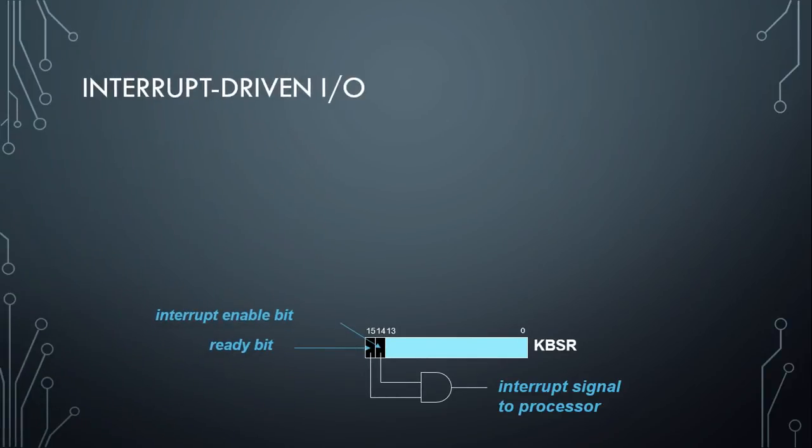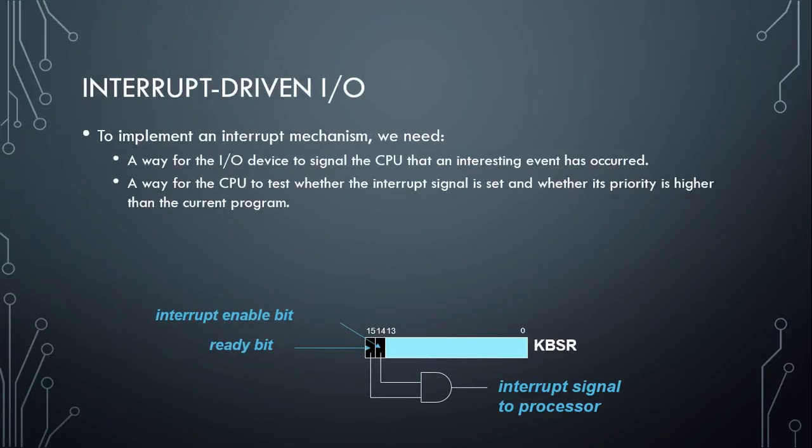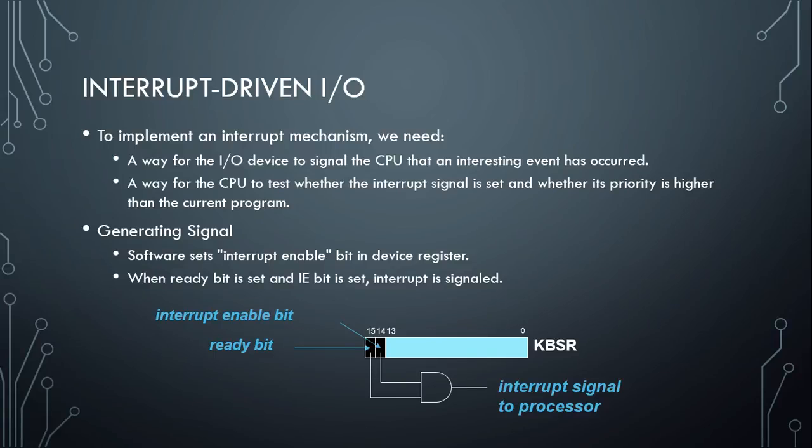And here's our interrupt-driven I/O diagram. To implement an interrupt mechanism, we need a way for the I/O device to signal to the CPU that an interesting event has occurred, such as a keystroke. We also need a way for the CPU to test whether the interrupt signal is set and whether its priority is higher than the current program. This is done through generating a signal. The software sets the interrupt enable bit in the device register. When the ready bit is set and the IE bit is set, an interrupt is signaled.